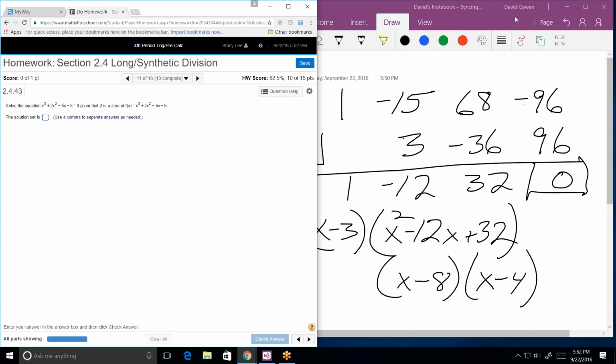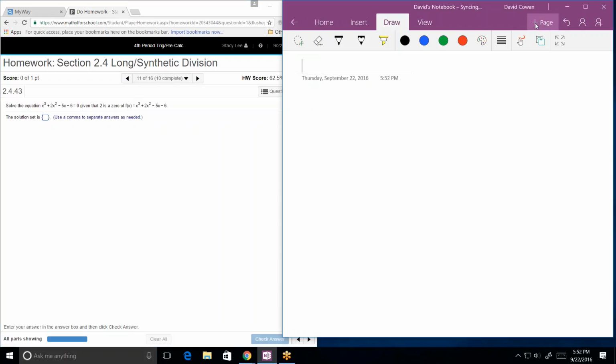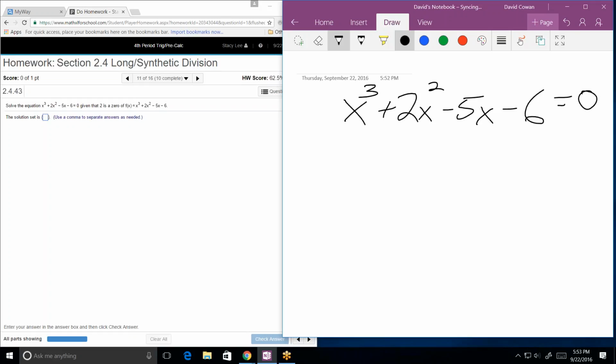All right, let's see. The following problem, this number 11, says solve the equation x cubed plus 2x squared minus 5x minus 6 equals 0. Let me write that on my paper for my sake, not yours so much, but I have a hard time solving these unless I have it staring me in the face. Given that 2 is a 0 of that function.